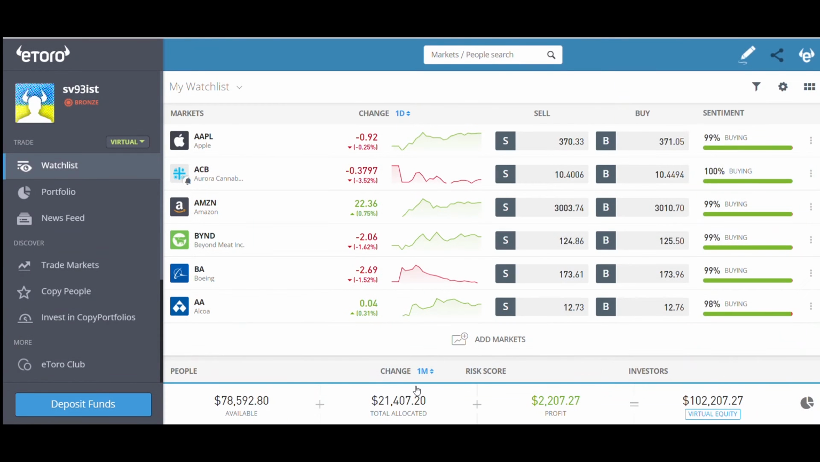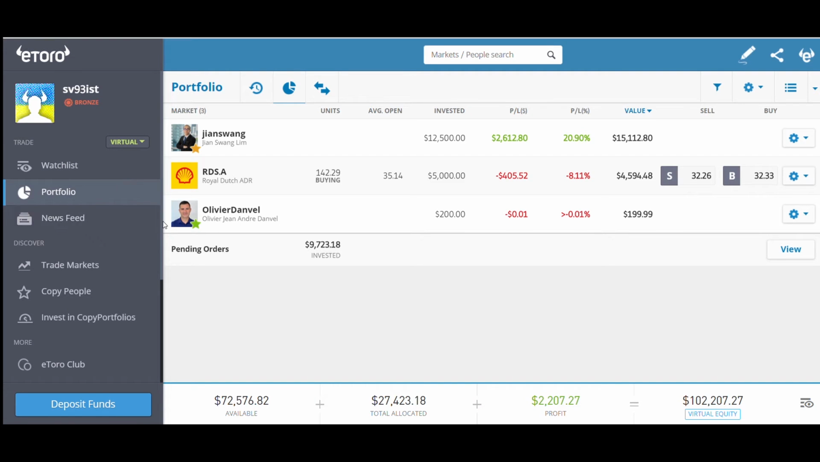When the market opens, it will buy Amazon. The order is placed. You can see it in the portfolio under pending orders, it will be placed when the market opens. Currently the market is not open, that's why it says that it is pending.